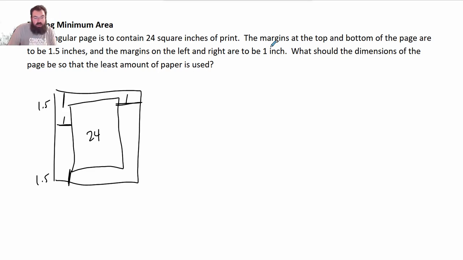So we know our two formulas. Well, maybe we don't. We'll see. We know one formula is at least the area is equal to x times y, or length times width. You can use whatever you want. I'm just going to use x and y. It's not a big deal. We know the area is 24, right? So 24 equals x times y.